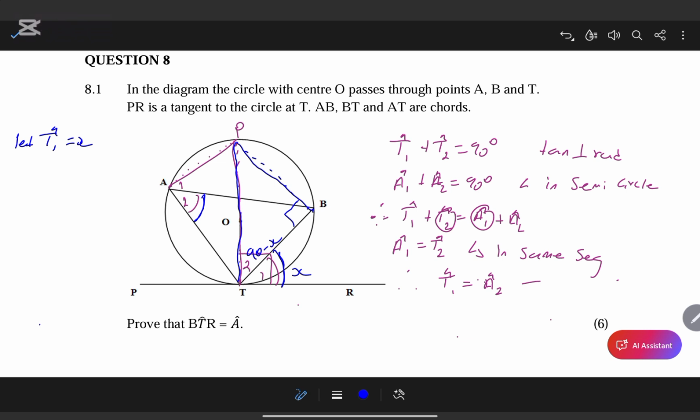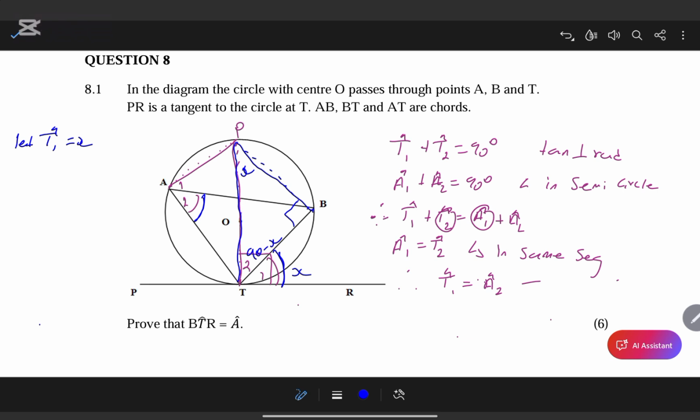Now, in the triangle PTB, it is a right angle triangle. Therefore, angle B is 90 degrees. So angle TPB and angle T2 should add up to 90 degrees. So if angle T2 is 90 minus x, therefore angle P1 should be x.